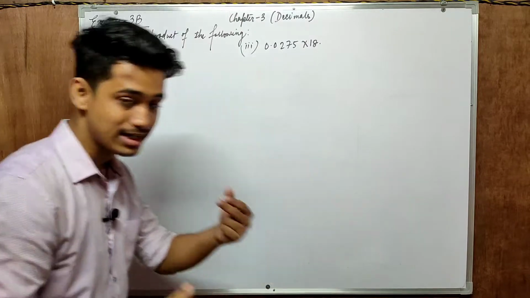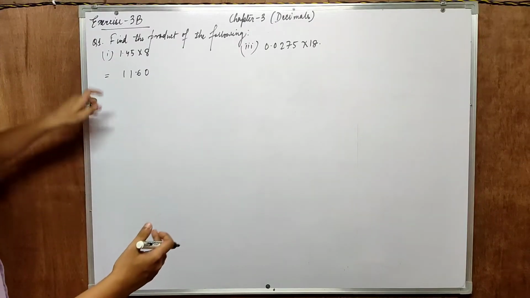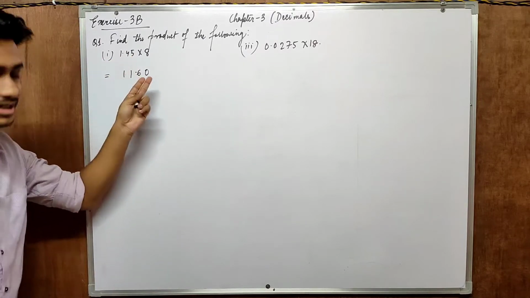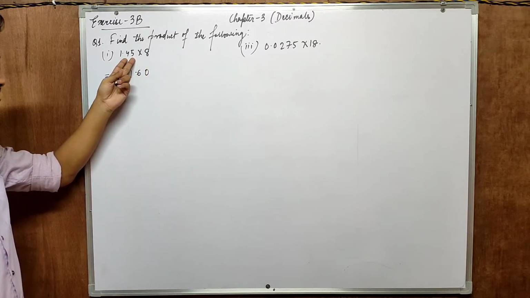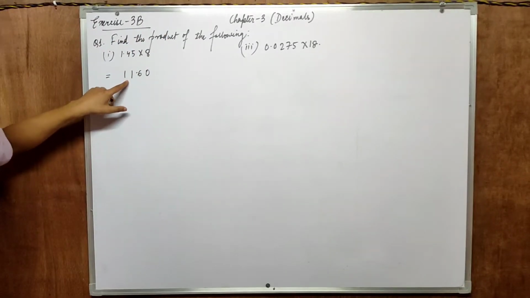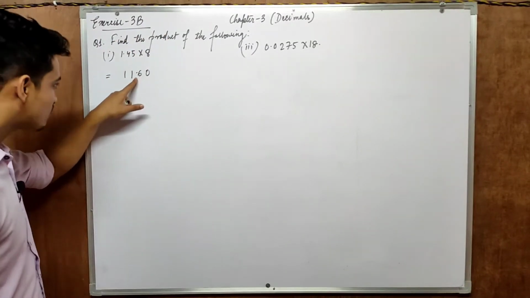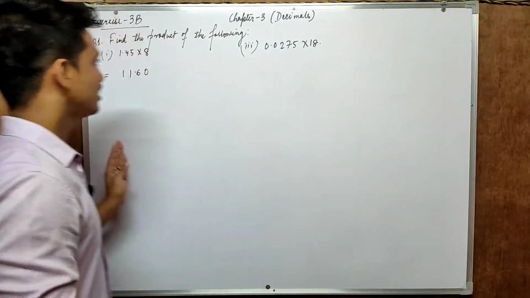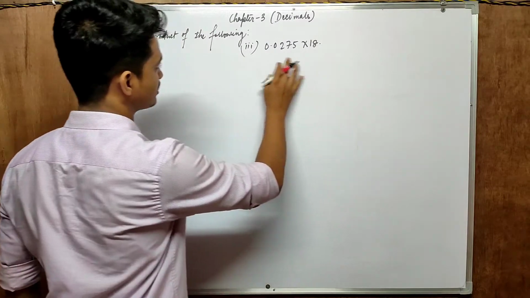What I just told you, after the point how many digits are there? We need to count that part. How many digits are there? 4 and 5, that is 2 digits, right? 2 digits, and the answer is coming 1160. So after the point there have to be 2 digits. That's it. Right, so let's move on to our next question, that is 3.